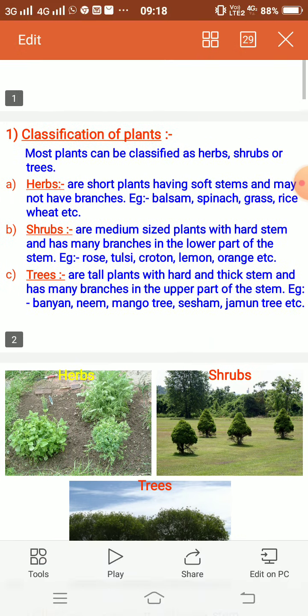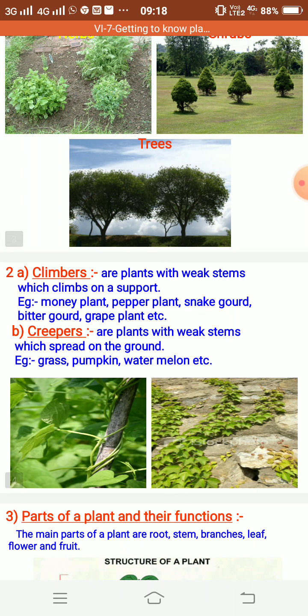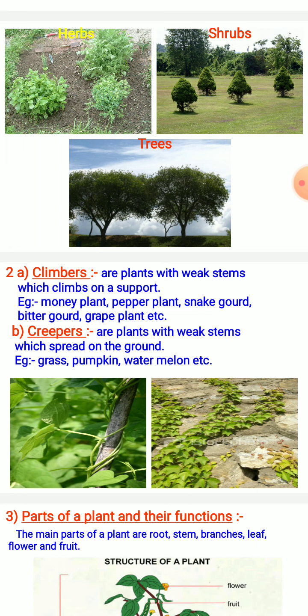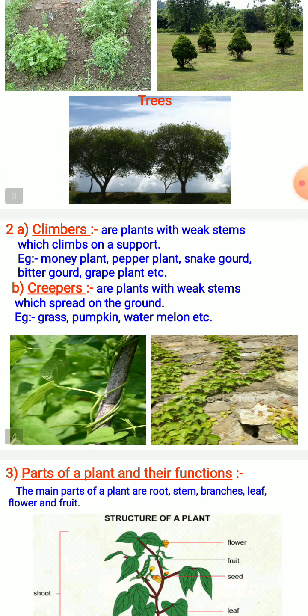Then we have climbers. These are the plants which have very weak stems and they climb on a spot. Example, your famous money plant, pepper plant, snake gourd, bitter gourd, etc. Then creepers. These are the plants with weak stems which spread on the ground. So climbers climb on a particular spot, and creepers just spread on the ground. Example is grass, pumpkin, watermelon, etc.